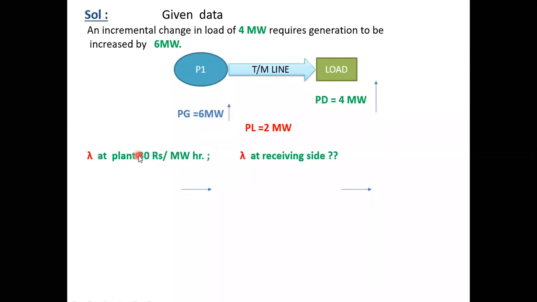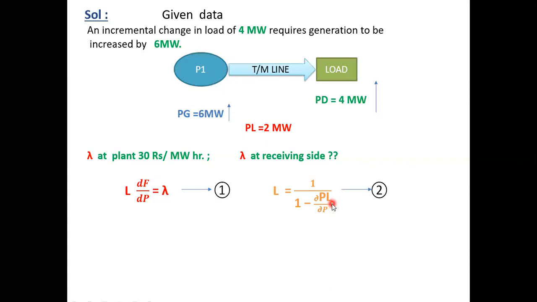We have one basic fundamental point, that is L into dF by dP is equal to lambda. This is nothing but our fundamental equation. So we need to find out the lambda value here at the load side. What about your dF by dP at the source side? That is nothing but 30 rupees per megawatt hour. What about your L value? We need to find out the L value here. We know the basic formula for L is equal to 1 by (1 minus ∂PL by ∂P). But how to find ∂PL by ∂P? Where PL is nothing but loss, and P is the generating side.